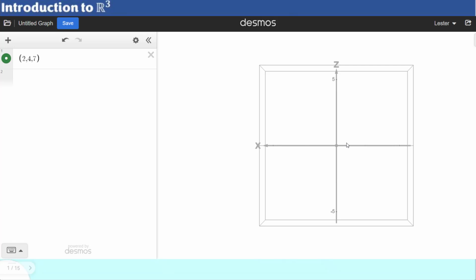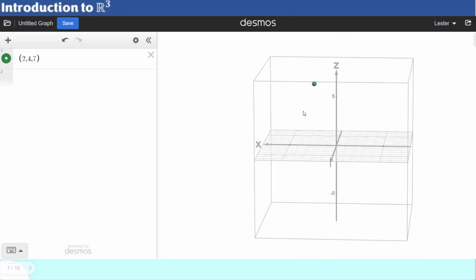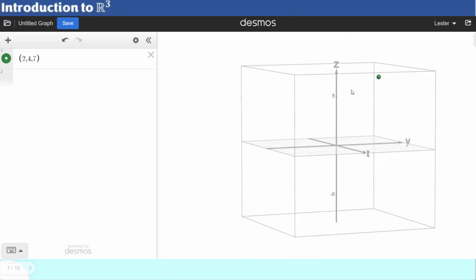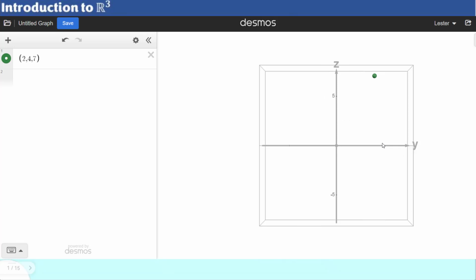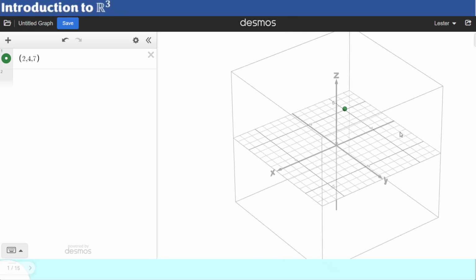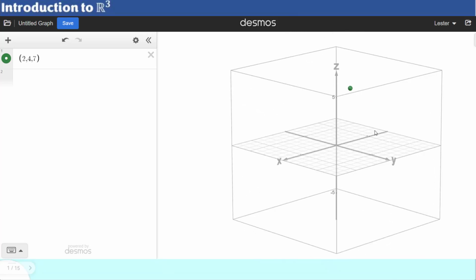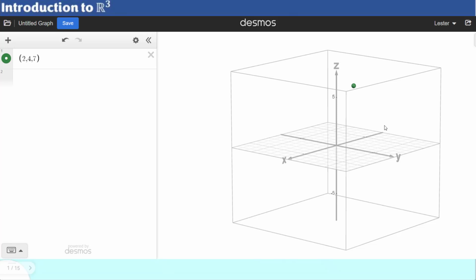Basically, we could see it if I have less than 5. But basically, this is actually the XZ plane. 2 is here, and 7 is almost there. And of course, for our YZ plane, you would also see here that Y is actually closer to 5. That means it's 4. And you have here your 7. This is the location for our point (2, 4, 7) on our 3D or R3 plane.